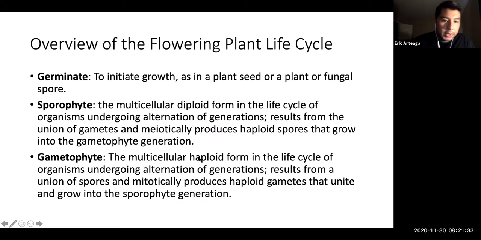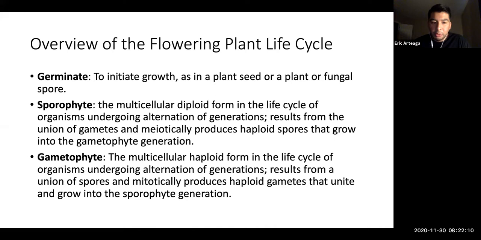So germinate is to initiate growth, as in a plant seed or a plant or a fungal spore. So again, germination is when the seed finds a suitable environment to grow and sprout. And remember, there's two types of life stages within plants, right? So there's an alternation of generations. Okay, so the sporophyte is a multicellular diploid form in the life cycle of the organism undergoing alternation of generations, results from the union of gametes and mitotically produces haploid spores that grow into the gametophyte generation.